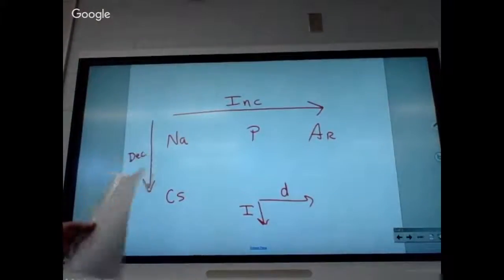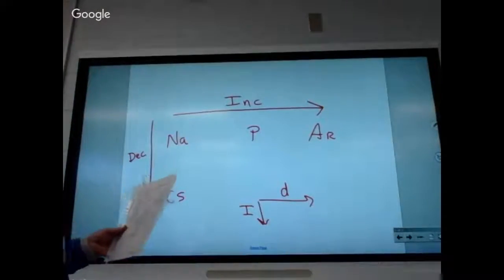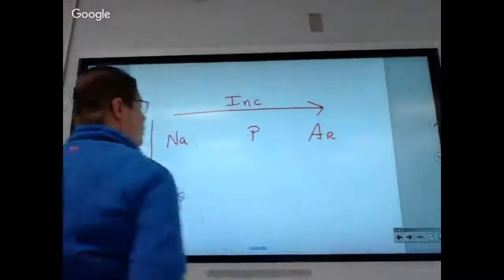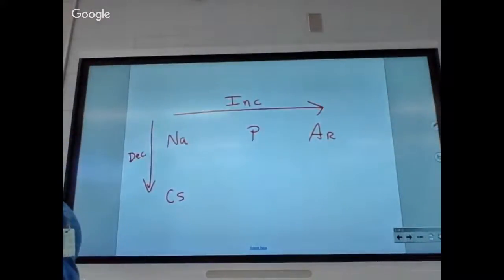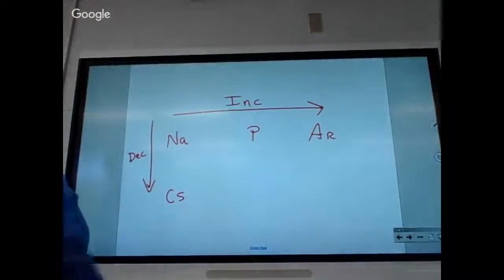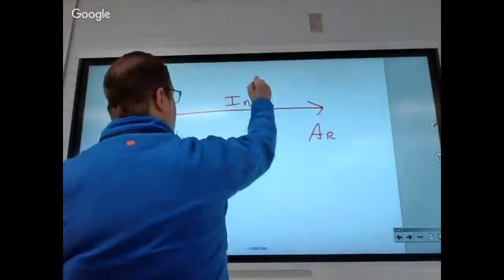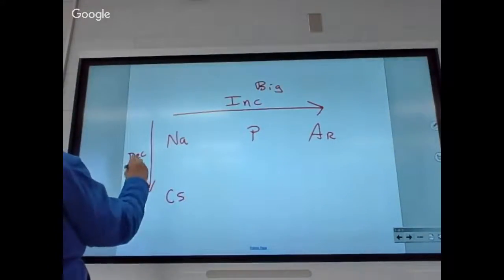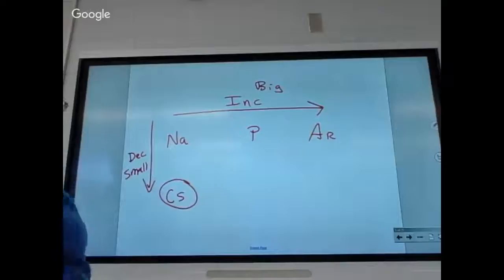So, the question said which one is the smallest ionization energy. Out of these, which one is the smallest ionization energy? If this increases, that's got to be bigger, right? If it decreases, that's got to be smaller. So, Cs has to be the smallest.